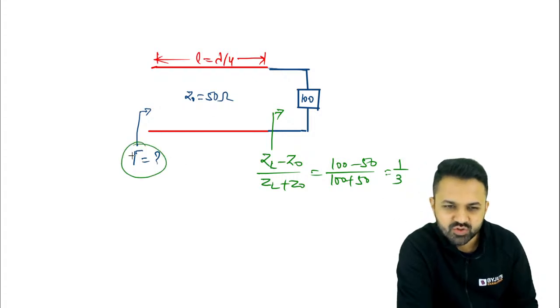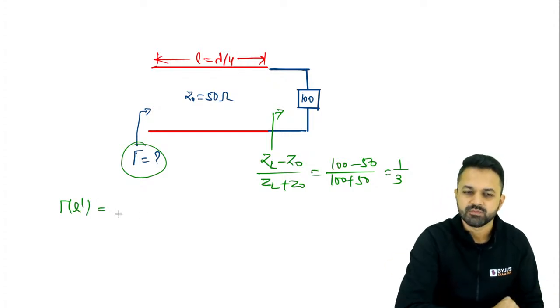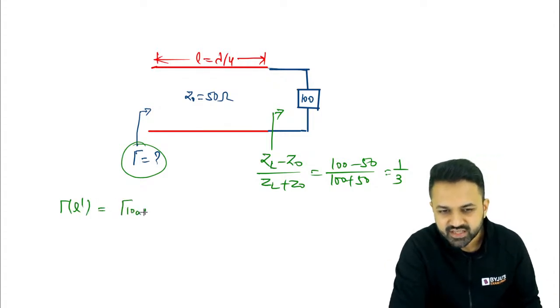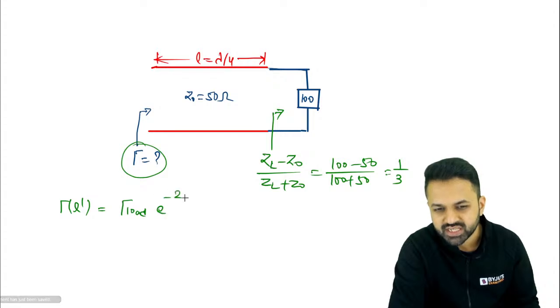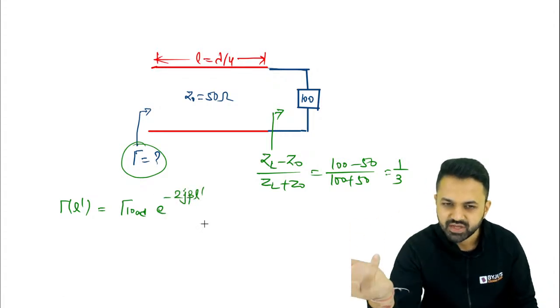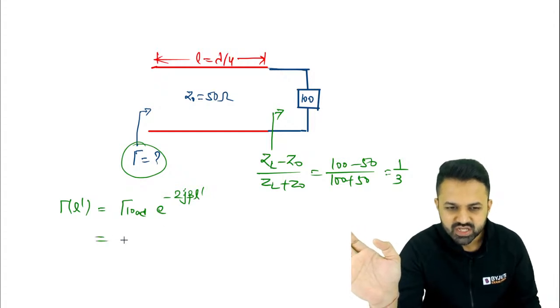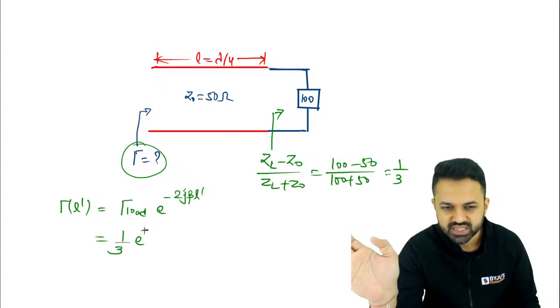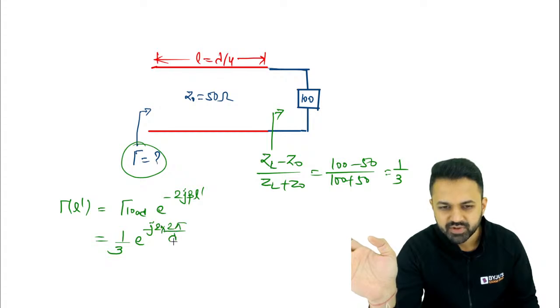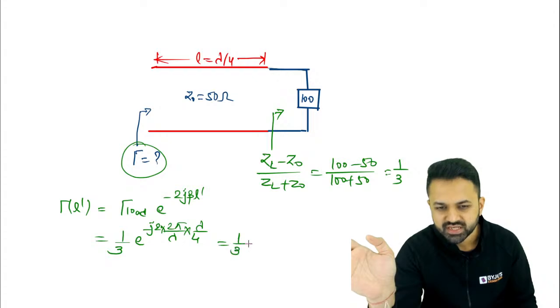But because I asked you to calculate the reflection coefficient at the input side, the reflection coefficient at any distance L dash from the load side is nothing but the reflection coefficient at the load times e to the power minus j 2 beta L dash. If nothing is given, then definitely it will be lossless. The reflection coefficient we have calculated is 1 by 3. Beta is 2 pi by lambda and L dash is lambda by 4. So it is 1 by 3 e to the power minus j pi.